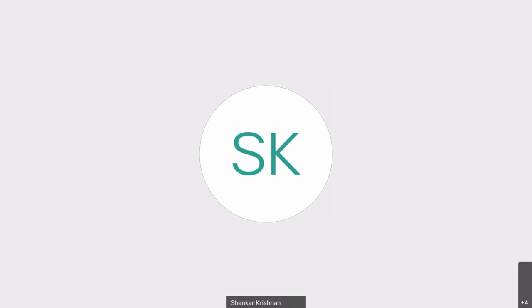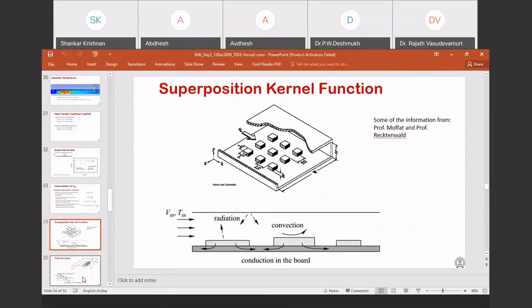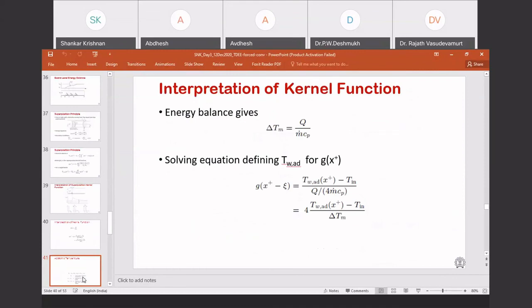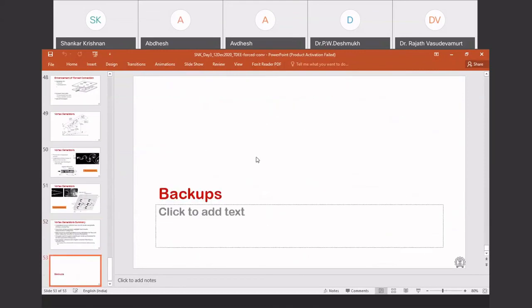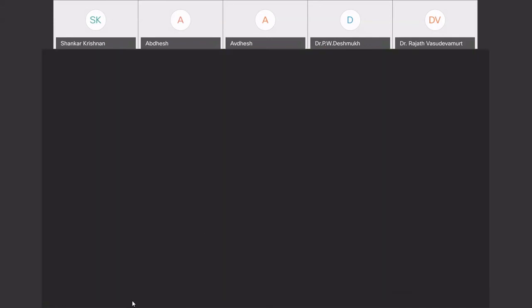Okay, so that was a very fast, rapid introduction to IcePAK. Coming back to this forced convection, we already saw some aspects of it. So I'll go to heat sinks.